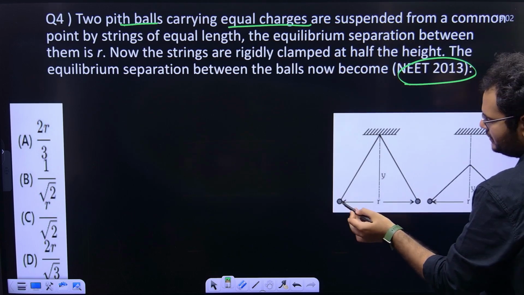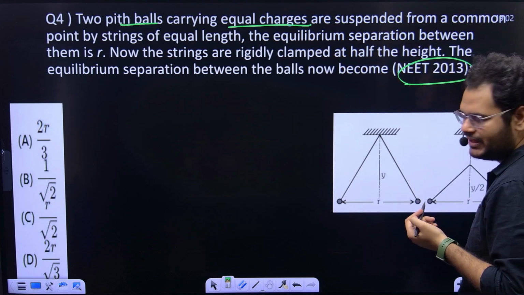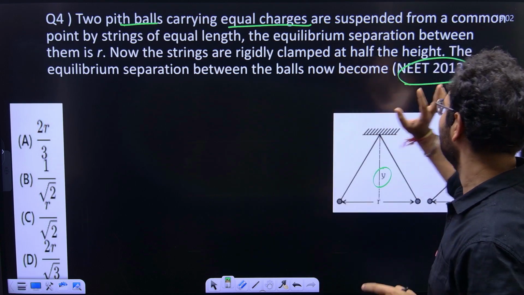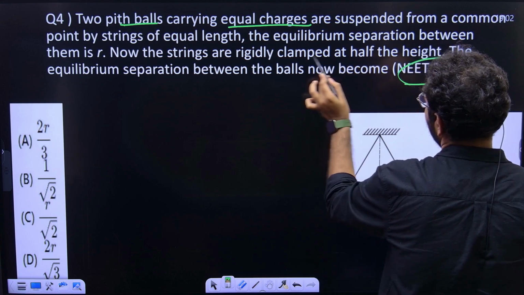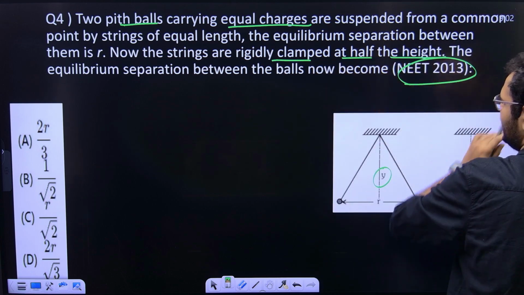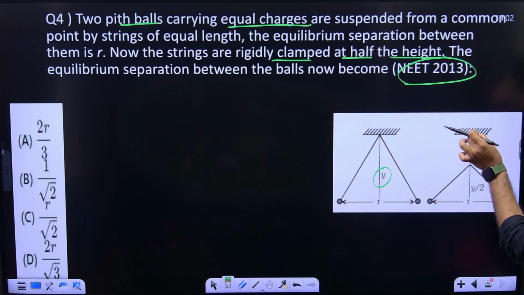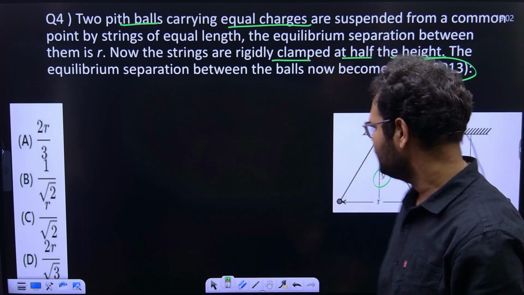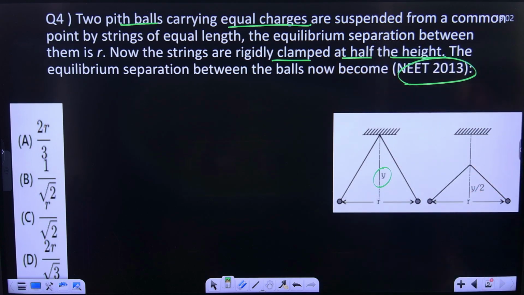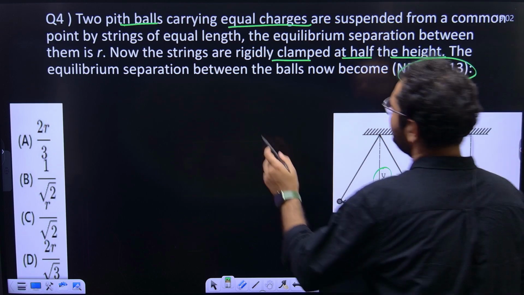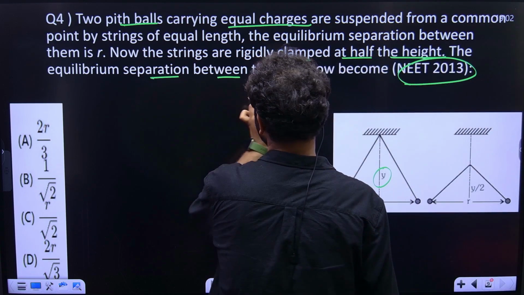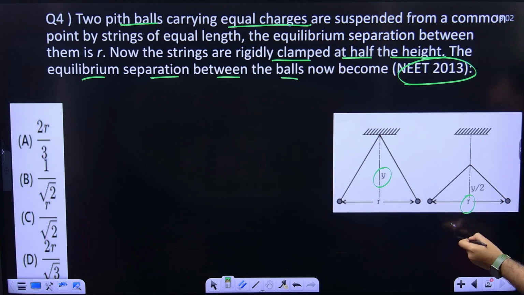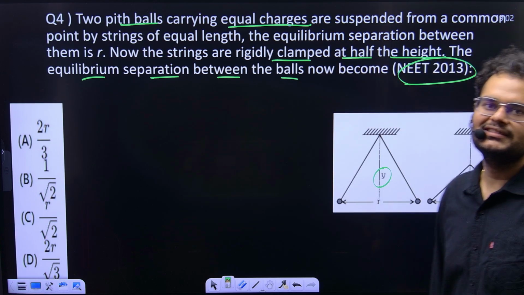So this is their separation in equilibrium. Initially the height was y. In the second case, they have rigidly clamped half the height. That means they have taken this point and shifted it a little bit downward, and now the new height is y by 2. So if this is y, this is y by 2. And what they are asking is the equilibrium separation between the balls. That means this new equilibrium separation, let us say r dash, is being asked.